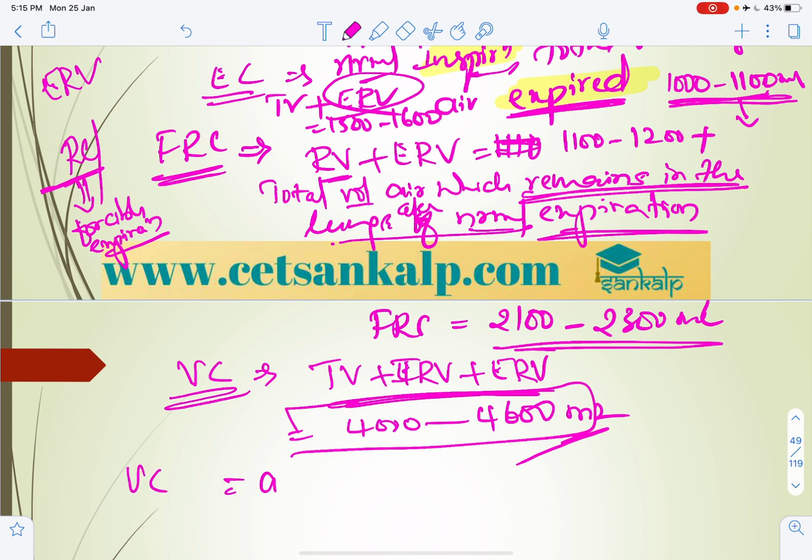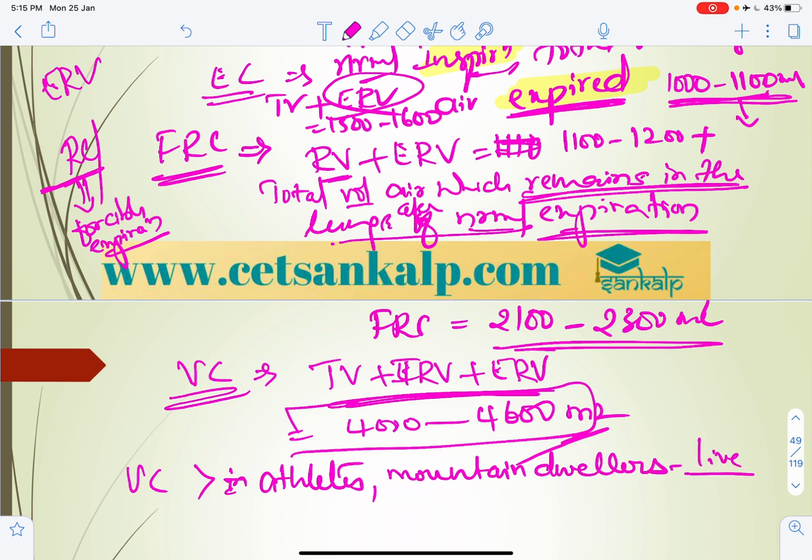Vital capacity will be more in athletes and mountain dwellers, that is, those who live in the hilly region. Mountaineers, those who go trekking and climbing, we can say are the climbers. That is what you have to keep in mind.